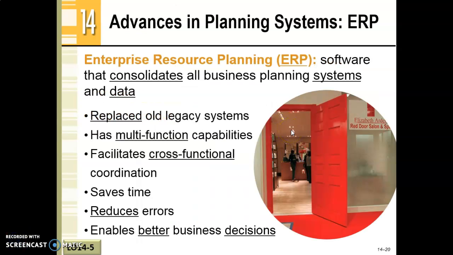Fortunately, with all of these planning systems, software is available, and one type of software is Enterprise Resource Planning software, ERP, and it basically consolidates all business planning systems and data so that they're integrated. In the past, systems were built one at a time, and ERP has been designed to integrate and replace those old legacy systems. It has multifunction capabilities where you can slice and dice the data many different ways. It's cross-functional, so it works across different departments, saves time, and hopefully reduces errors to enable better business decisions.